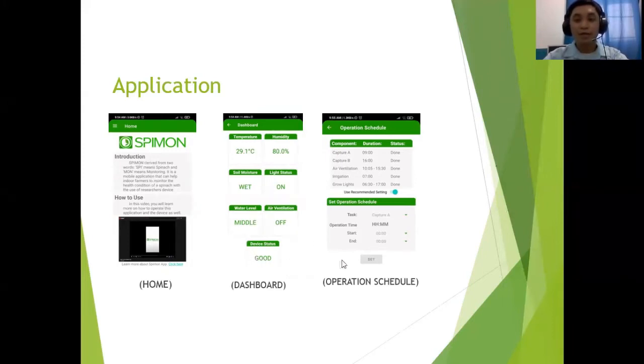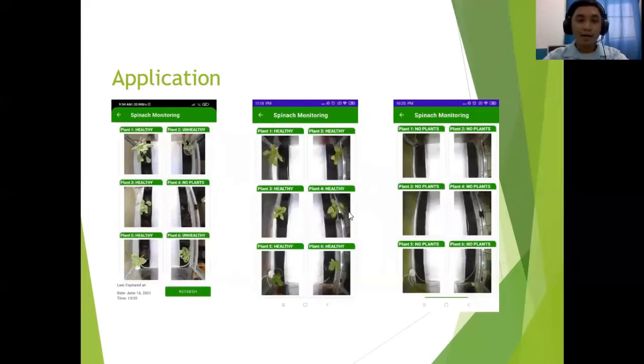Then we have the operation schedule. Here on the operation schedule, users can set their preferred time in military standard time. And also we added a recommended setting for them. It will be user-friendly.